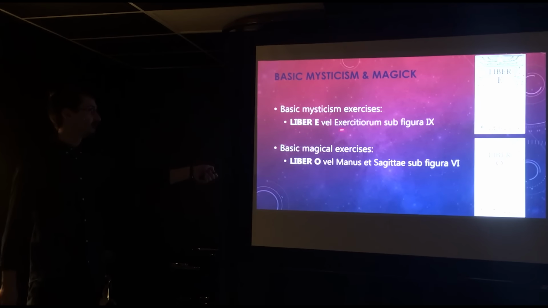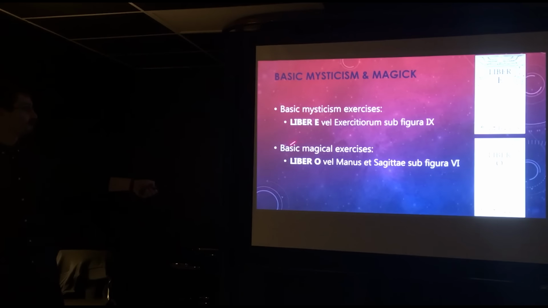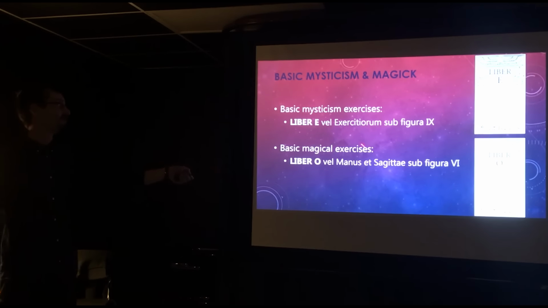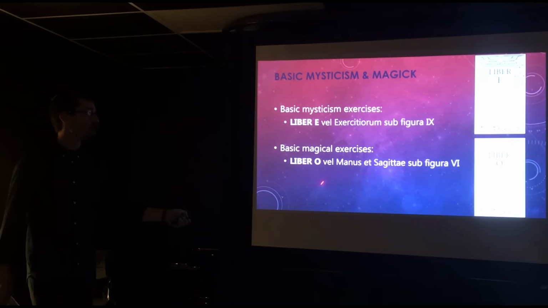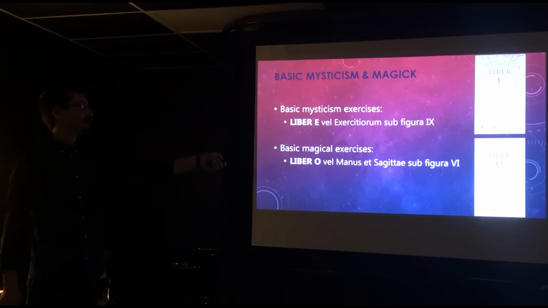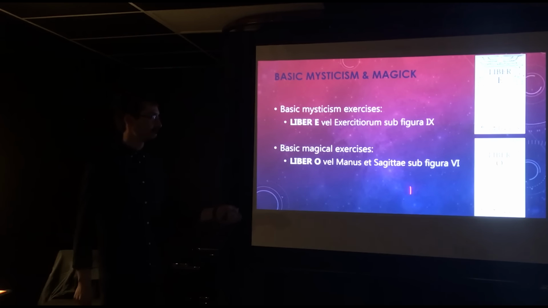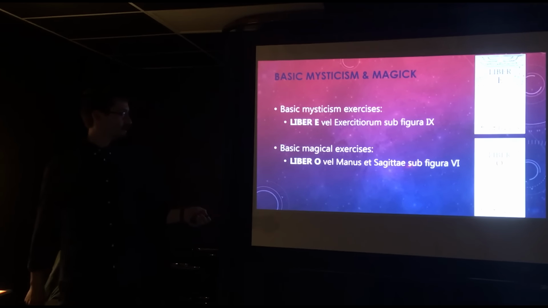So it's Liber E vel Exercitiorum, sub figura 9. That means book E, or book of exercises, under the figure of 9. Liber O, or book of the hand and the archer. I don't know why exactly. They're Kabbalistic references, I believe. Under the figure of 6.